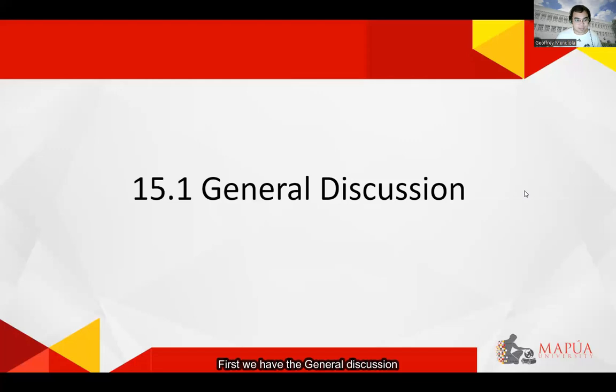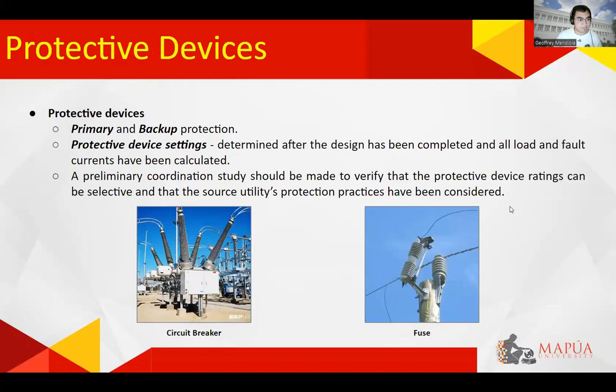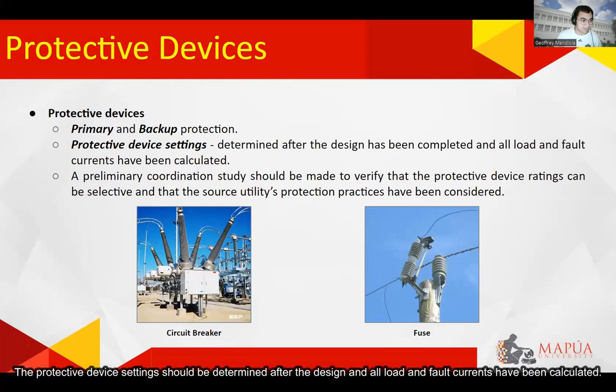First, we have the general discussion. The objectives of overcurrent coordination are to determine the characteristics, ratings, and settings of overcurrent protective devices that minimize equipment damage and interrupt short circuits as rapidly as possible. Protective devices are applied as primary and backup protection. The protective device settings should be determined after the design and all load and fault currents have been calculated.